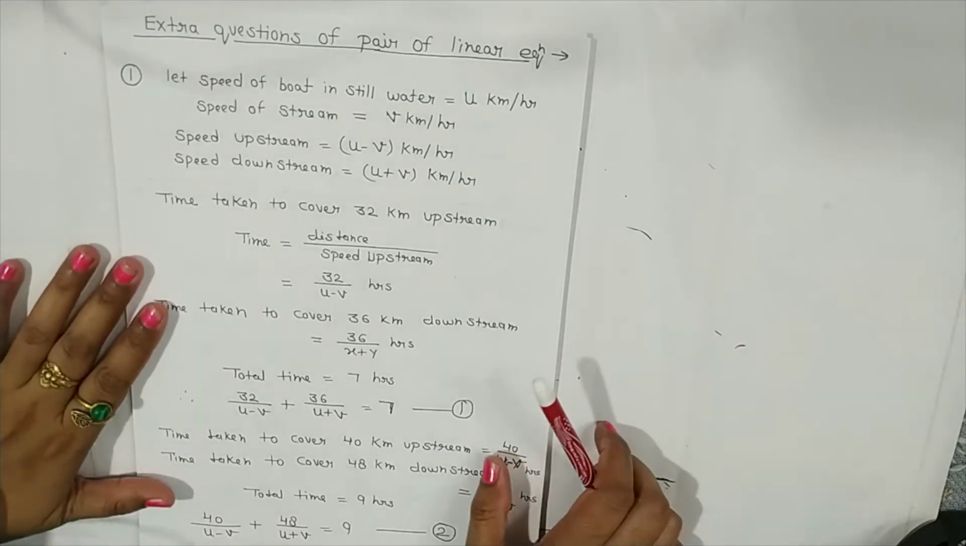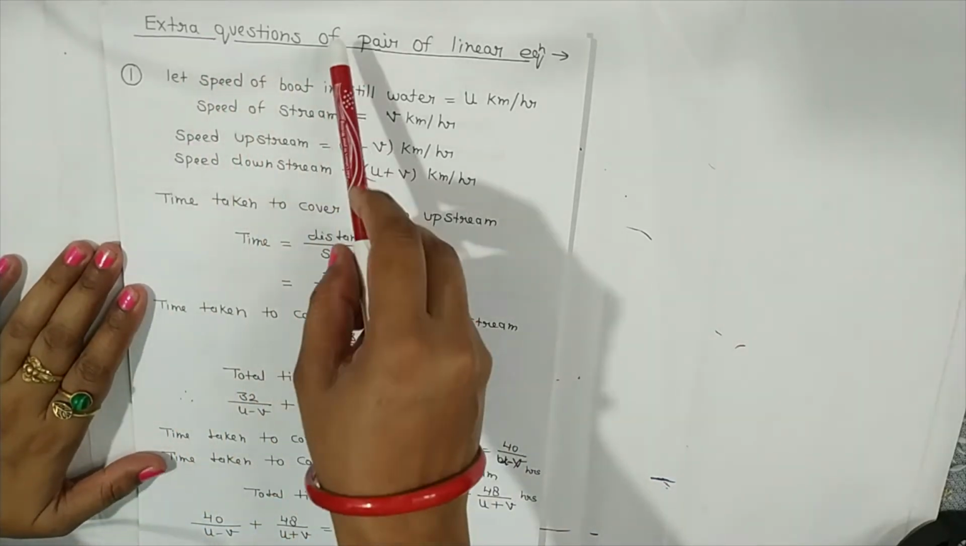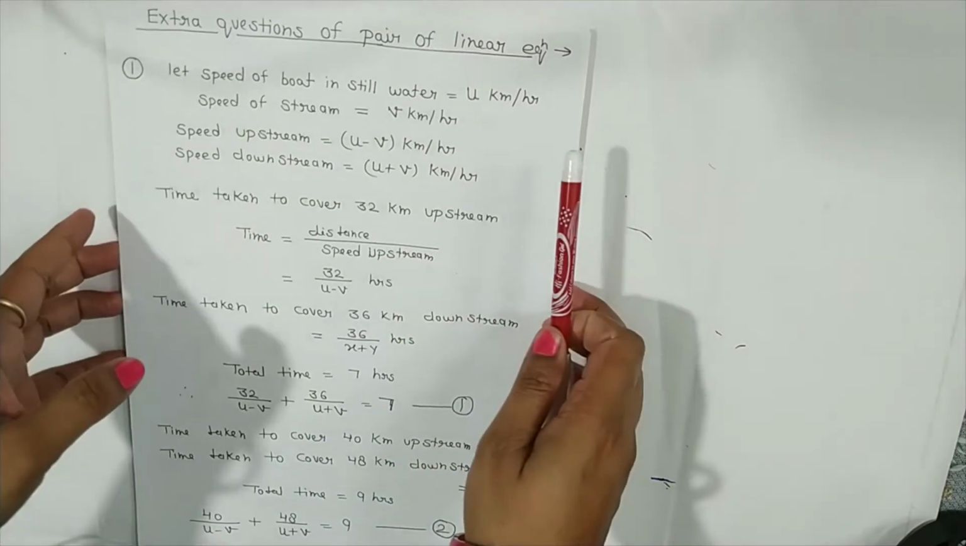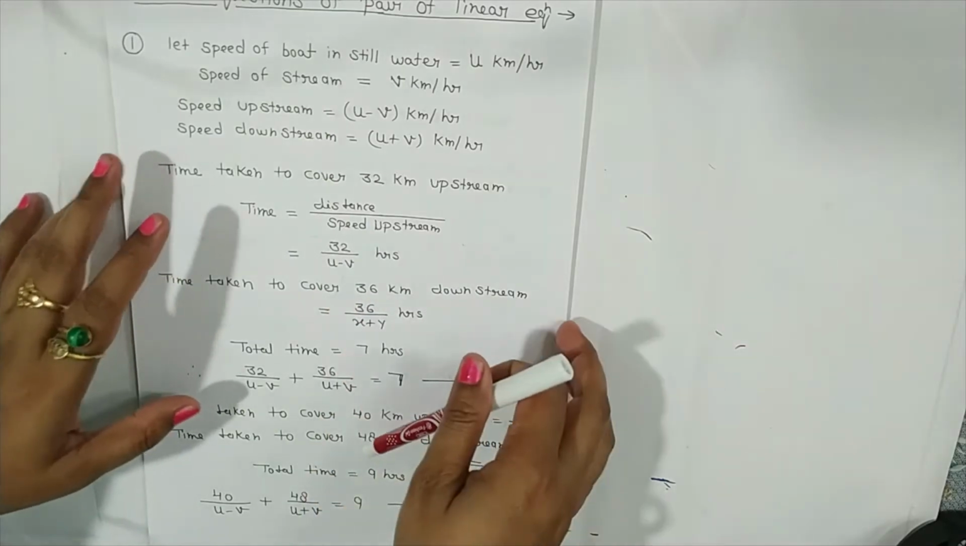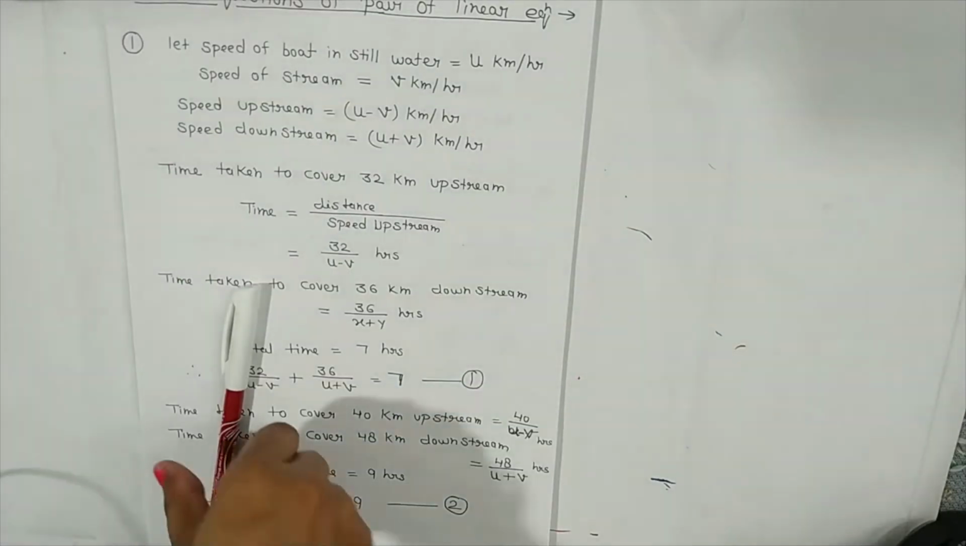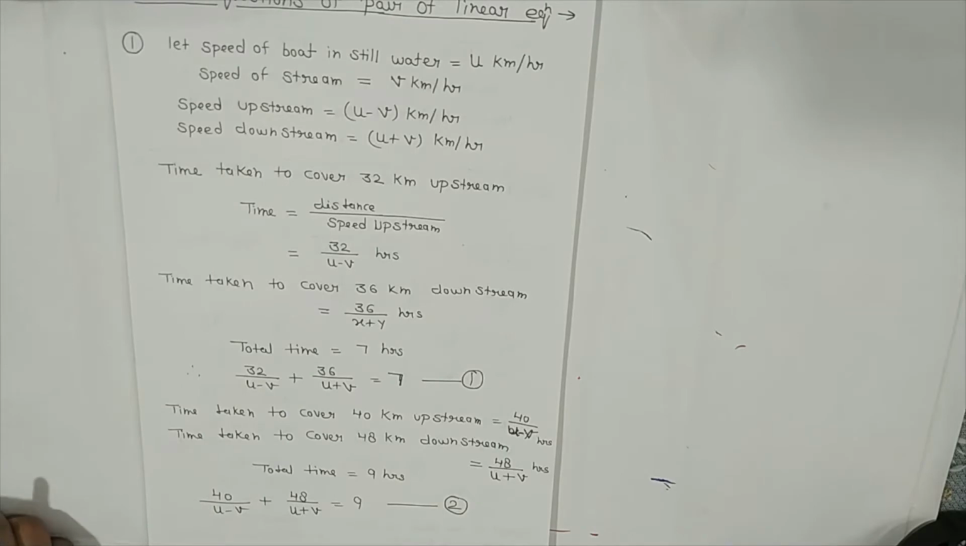In this lecture, we will discuss extra questions of pair of linear equations. This question is based on boat and stream. A boat covers 32 km upstream and 36 km downstream in 7 hours. Also, it covers 40 km upstream and 48 km downstream in 9 hours. Find the speed of the boat in still water and that of the stream.